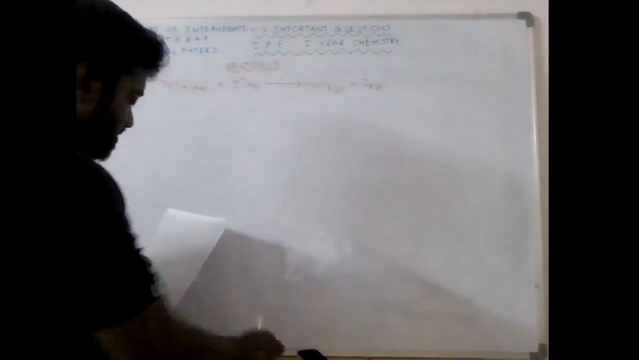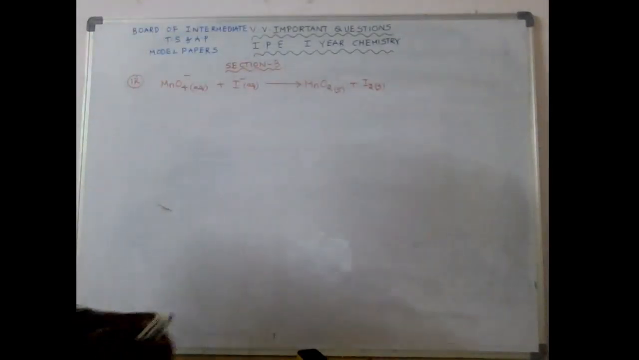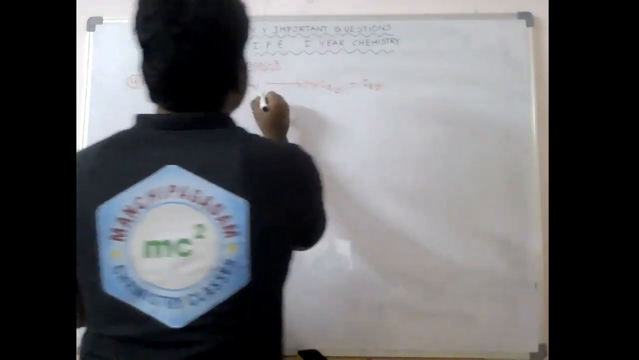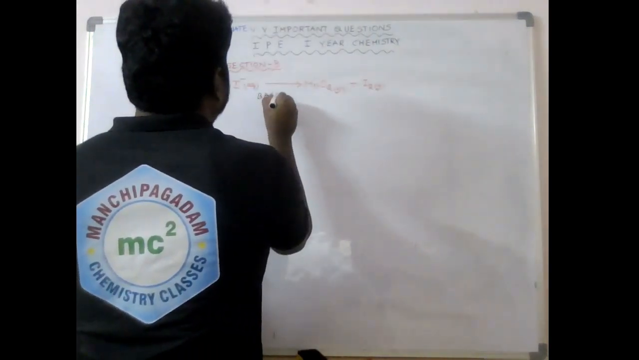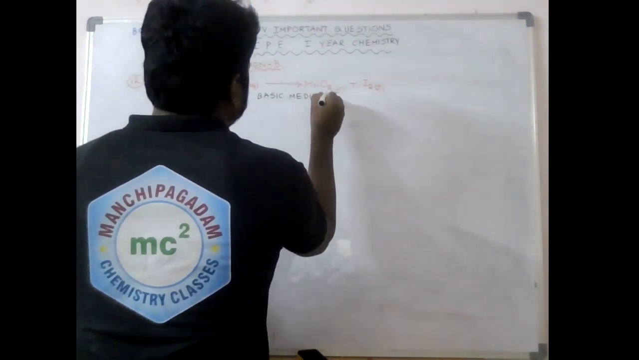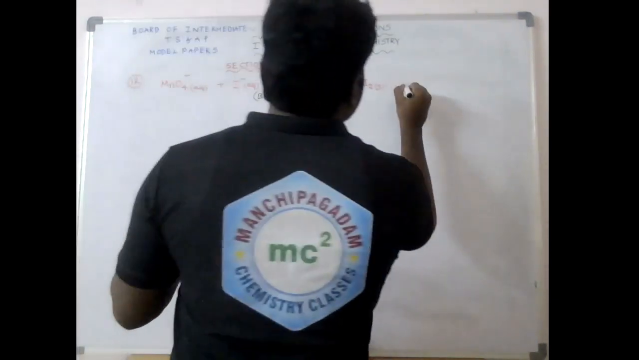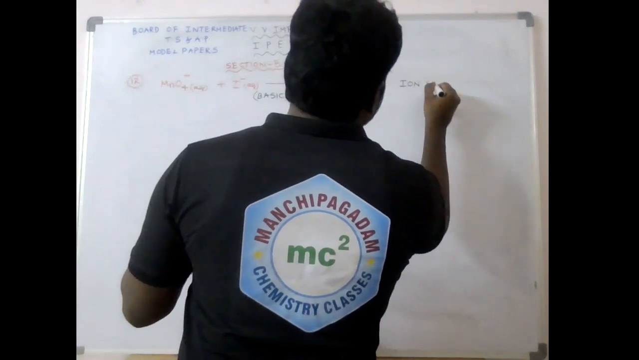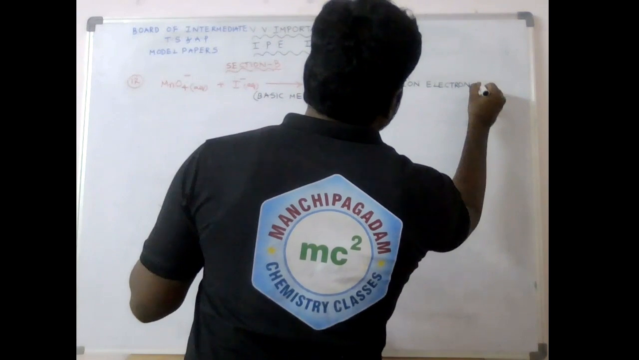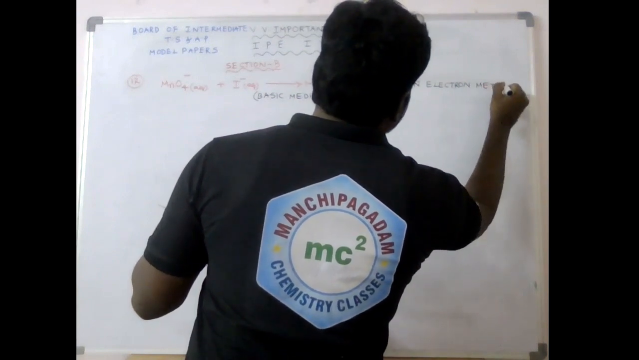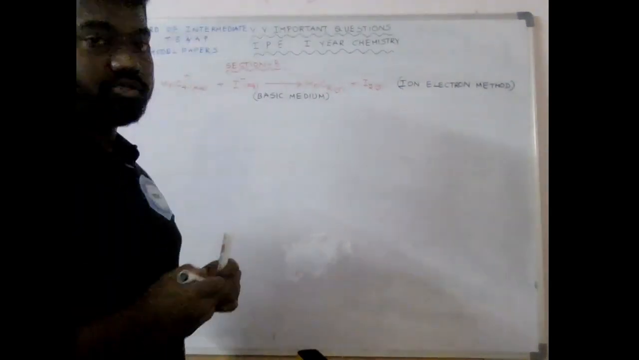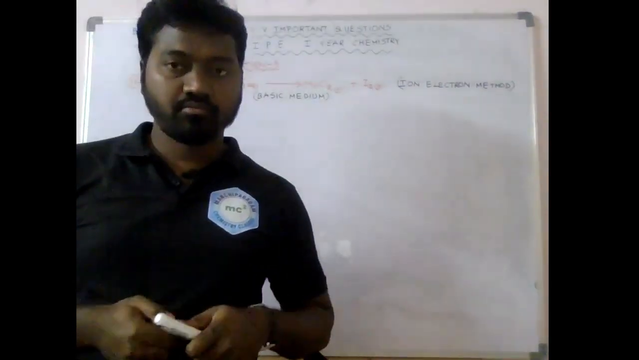Based on which method is asked? Ion electron method. This is basic medium, first of all. Basic medium is also given in the question. And the method is the ion electron method. So the rules, you know that. Again, I will remind you what the rules are for basic medium or acidic medium. Now this question is based on the basic medium.